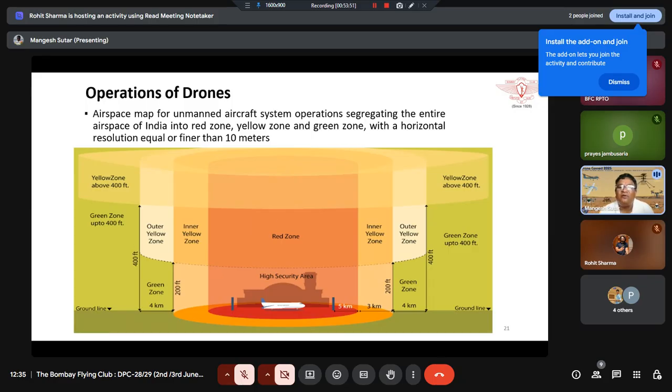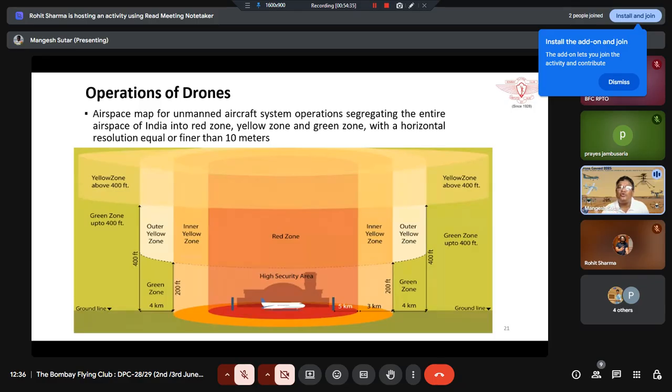So the inner yellow zone starts from 5 kilometers and adds 3 kilometers, so that is 5 to 8 kilometers. Now after 8 kilometers add another 4 kilometers, so from 8 to 12 kilometers is your outer yellow zone. The outer yellow zone is divided into two segments. In the outer yellow zone, there is a zone called the green zone, from 8 to 12 kilometers, up to 200 feet.